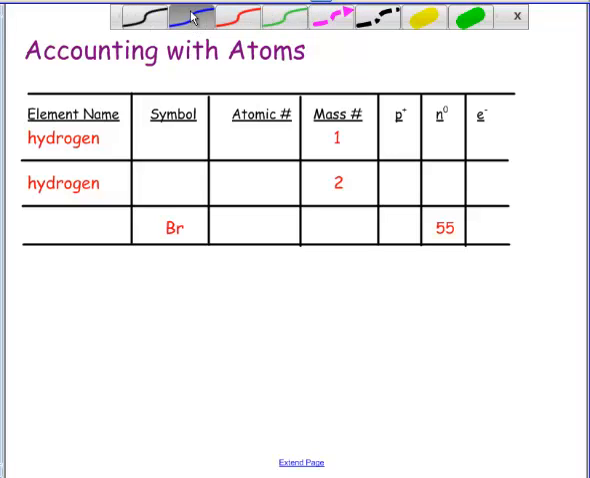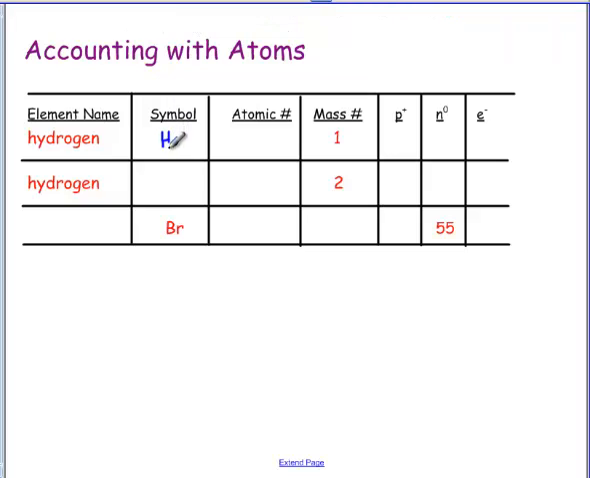If you're given the element name, you should be able to easily find the symbol on the periodic table or just use them from your memory. So for hydrogen, the symbol is going to be H. The atomic number, the number of protons that are in the atom of the element, is going to be 1. Now, here's where the difference is between these two versions of hydrogen. If you see for the first example, the mass number is 1. If the mass number is 1, that means we have 1 proton and 0 neutrons because the sum of the protons and the neutrons gives us the mass number. The protons is always 1 for hydrogen because that's its atomic number. So in this case, the number of neutrons will be 0.